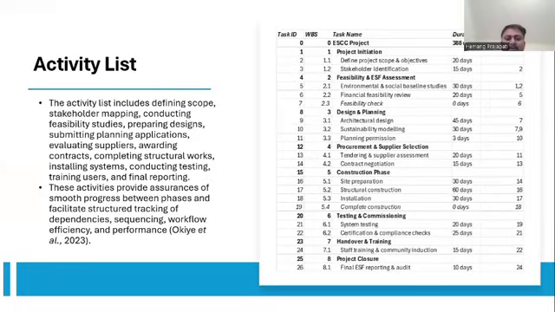In the activity list, the activity list incorporates the scope defining along with planning, design preparation, stakeholder mapping, and completing structures for the entire ESCC project. However, the activities provide clear and transparent progress between every phase. These help keep track of the dependencies along with performance.